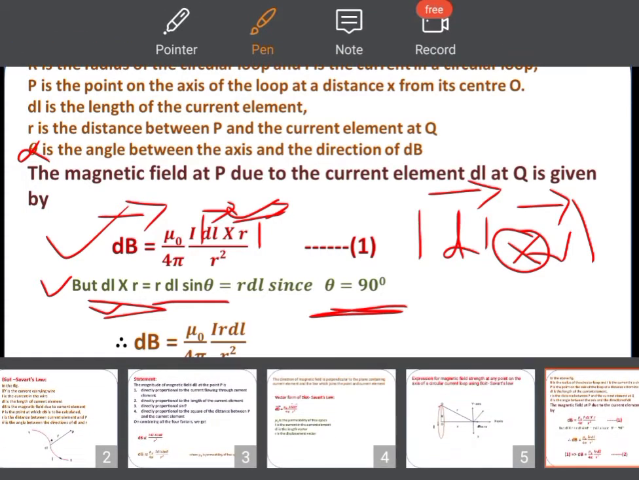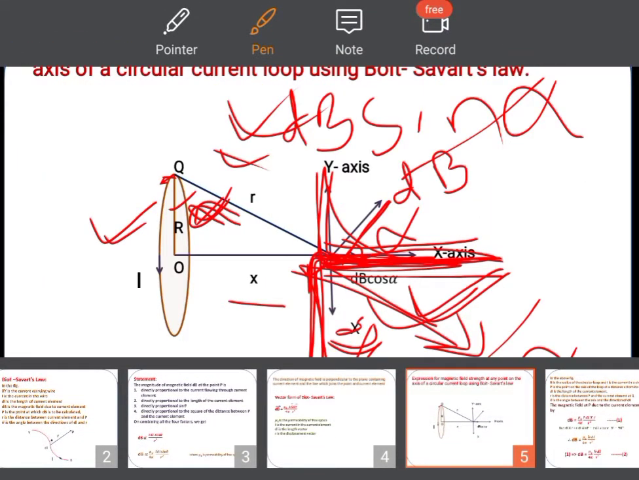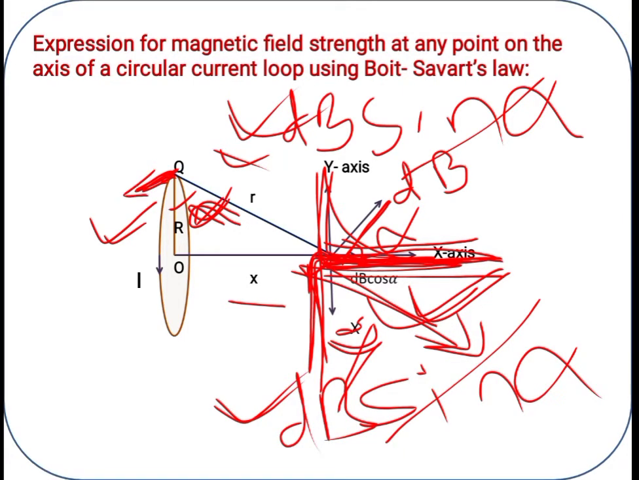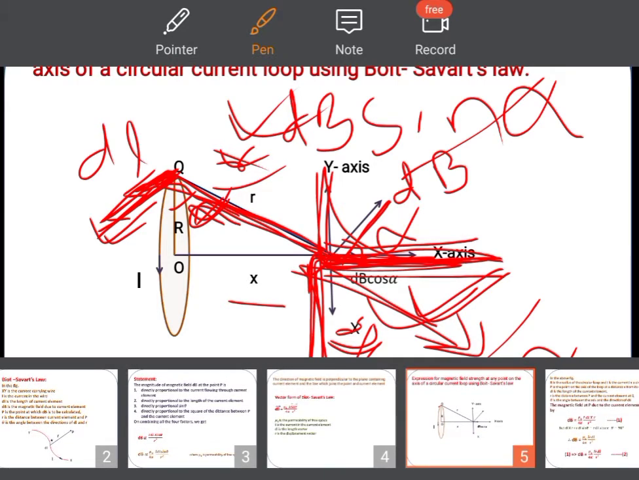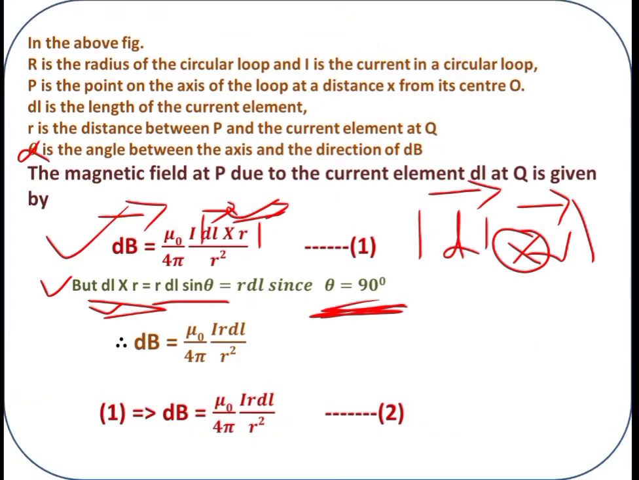Please go through the diagram. Carefully see, this is dl and this is r. Are they not perpendicular to each other? Both are perpendicular to each other. That is the reason the angle between dl and r is 90 degrees. So we have to substitute here the angle equal to 90 degrees, then simplify.